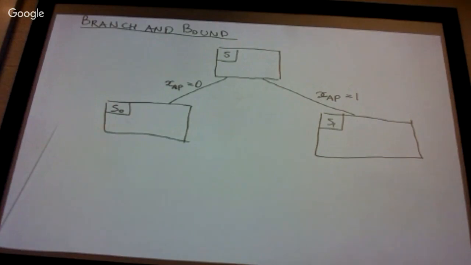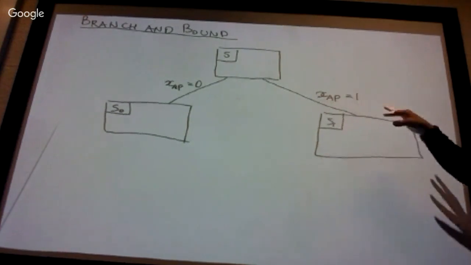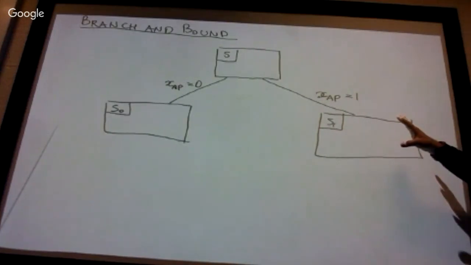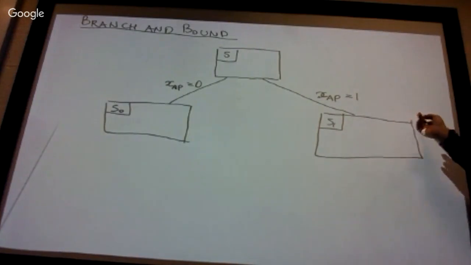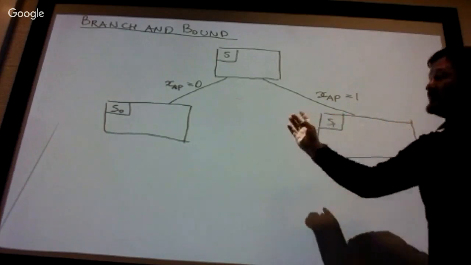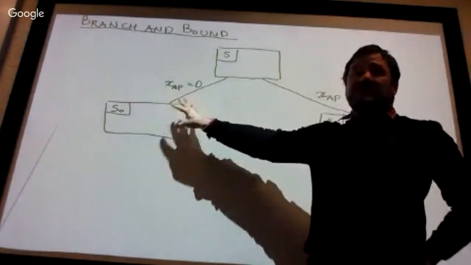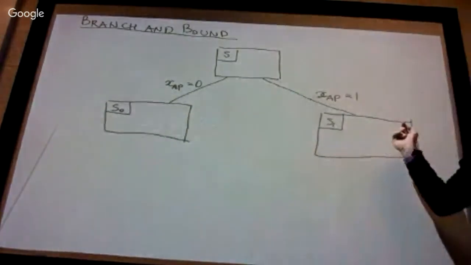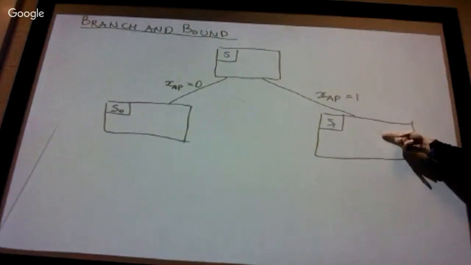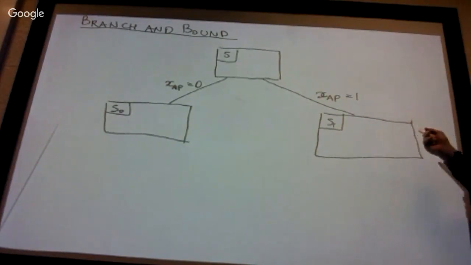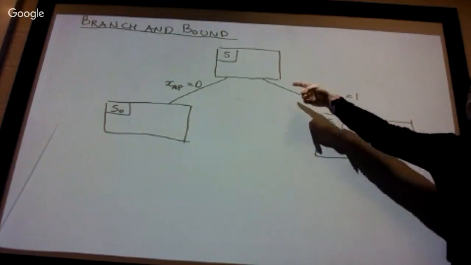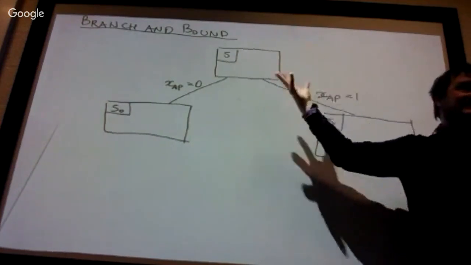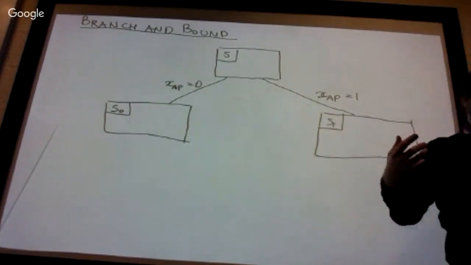Now, one of these subproblems is going to contain the optimal solution, because there is no other option for XAP. It can either be 0 or it can be 1. So if we can solve a problem in which XAP is always 0 and find the optimal solution for that problem, and we can also find a problem where XAP is equal to 1, then by looking at which of them is the better one, we can find a solution to the original problem. That's the whole idea of branching.